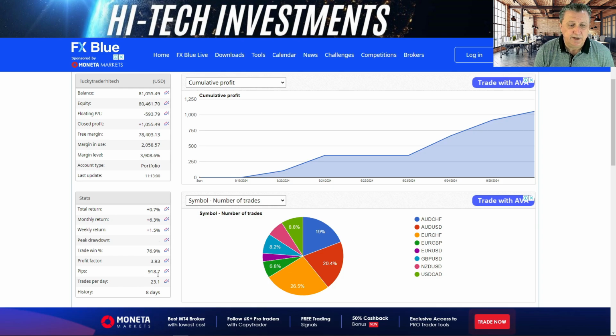It's taken 918 pips trades per day, so it's quite active, 23. And then we can see the currency pairs that we have in here, all 8 is represented. And then this is basically the line that we have so far.